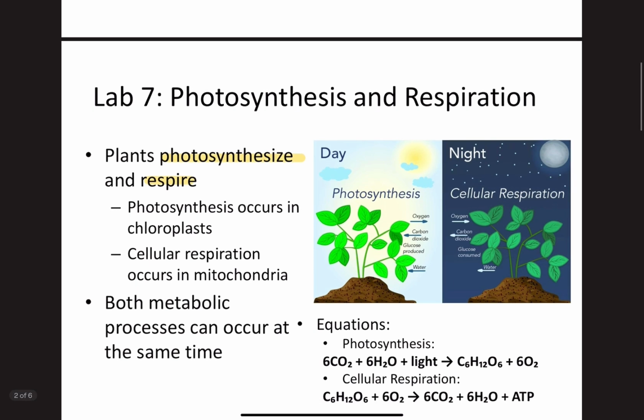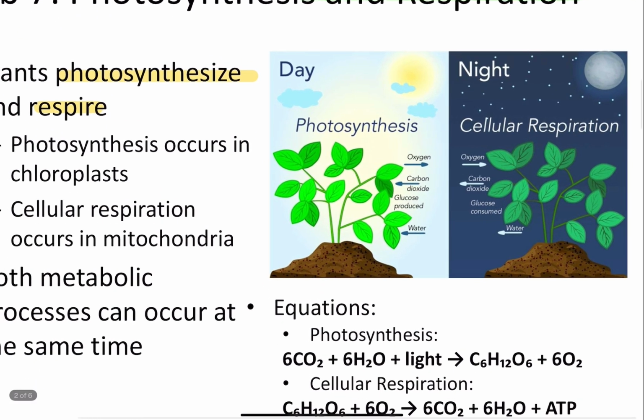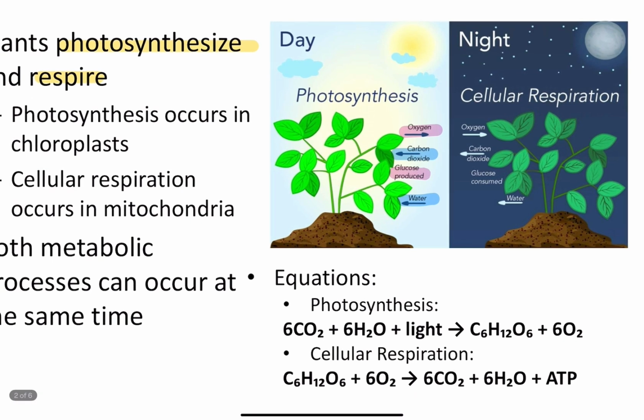When we look at the figure, what we see is that in the daytime, when we are photosynthesizing, the plant is going to take in water and carbon dioxide. As a result, it's going to produce glucose and release oxygen, just like this photosynthesis equation shows. Here we have carbon dioxide being consumed, water being consumed, and sunlight, and as a result, we're releasing oxygen and glucose.